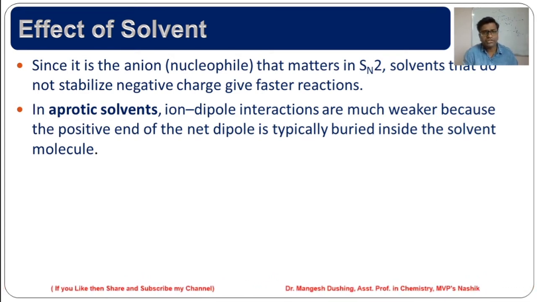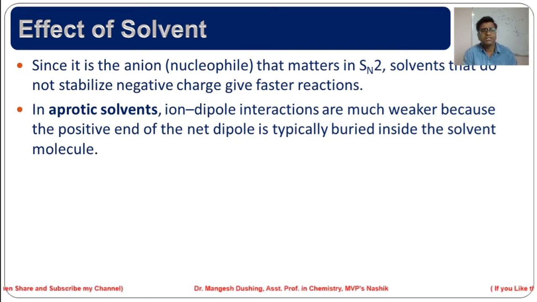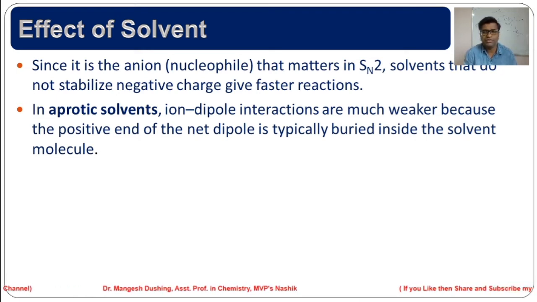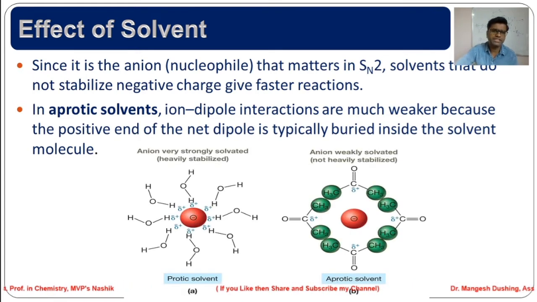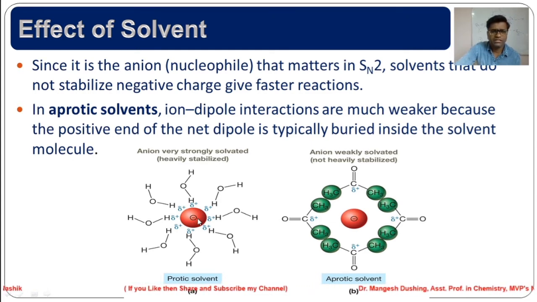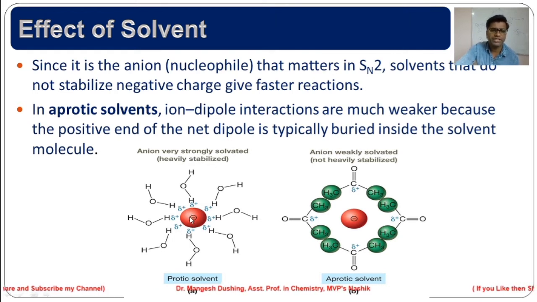In aprotic solvents, ion-dipole interactions are much weaker, because the positive end of the net dipole is typically buried inside the solvent molecule. So in polar aprotic solvents there are no such ion-dipole interactions, and hydrogen bonding is absent. See here again, suppose this is any anion or nucleophile. In polar protic solvents, the hydrogens are electropositive and the anion is negative, so there will be hydrogen bonding, a weak electrostatic bond.